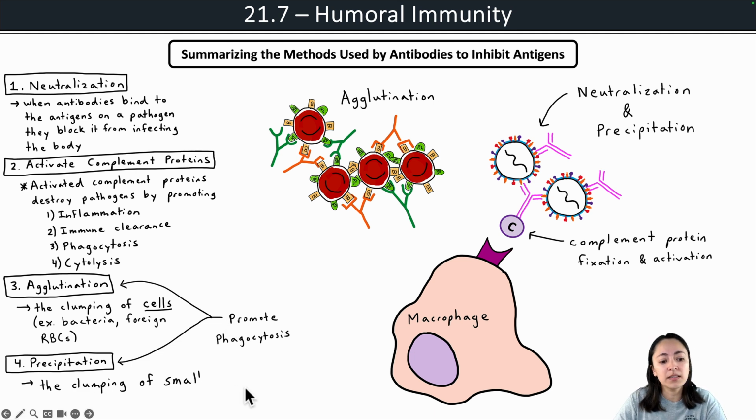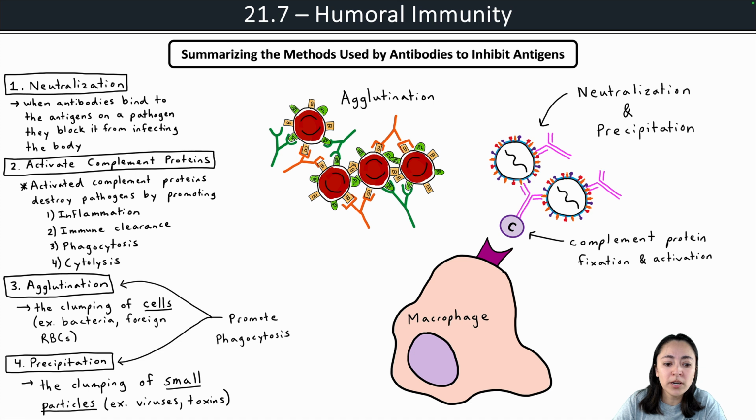Precipitation is the clumping of small particles like viruses or toxins. So here we can see some viral particles that are clumping up together because the antibodies are linking them together. And that's going to also help promote phagocytosis and make it much easier for macrophages and other phagocytic cells to come along and actually just eat up all those viruses or toxins in one giant clump versus if they were all scattered throughout the body.